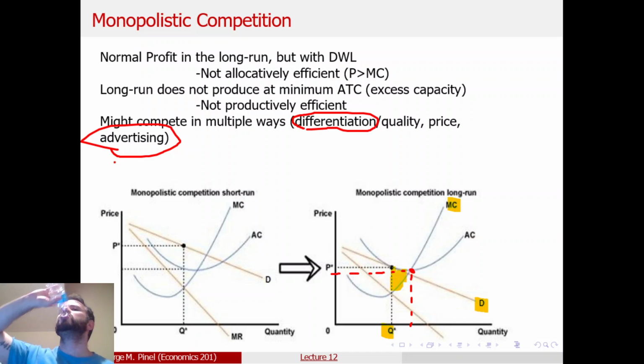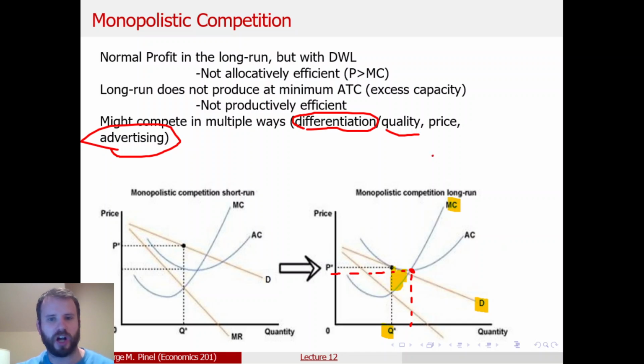Okay. They might differentiate in terms of quality. So you might think that Starbucks coffee, and I'm not a coffee snob, but you might think that Starbucks coffee is better than Dunkin' Donuts coffee, and La Colombe coffee is better than both of theirs.